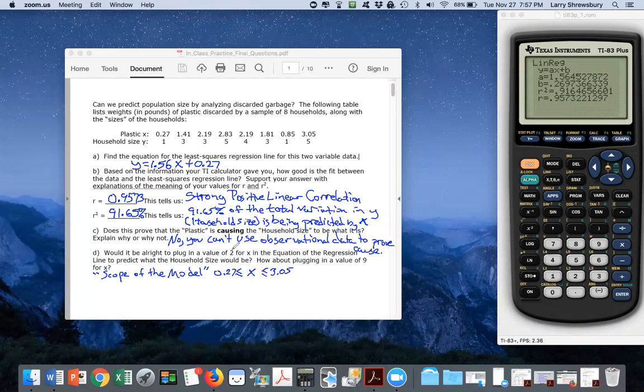So, is 2 inside our interval? Yes. So 2 would be fine because it's within the scope of the model. How about 9? Did we observe any houses that trashy with that much garbage? Not by a long shot. That's way outside the scope of our model. So 9 would not be fine, or okay. It's beyond the scope of the model.